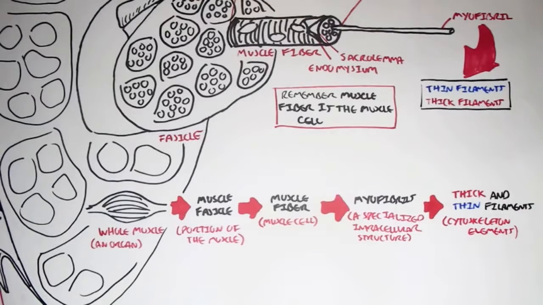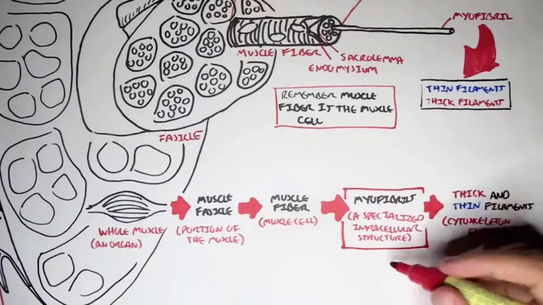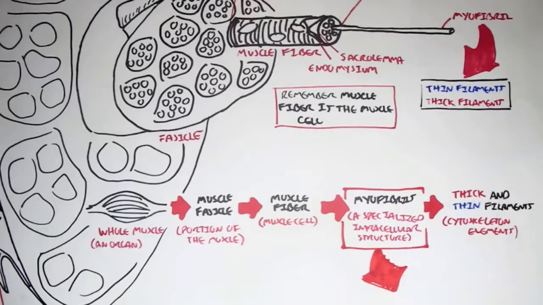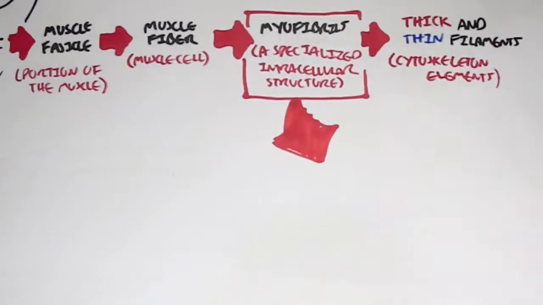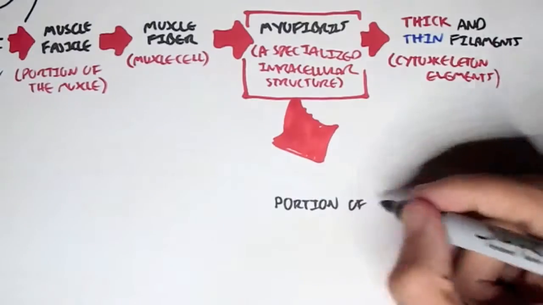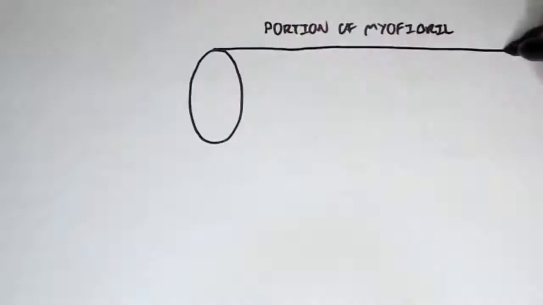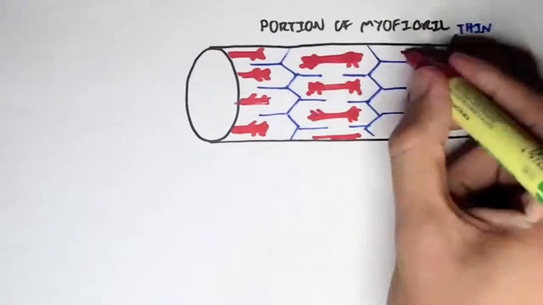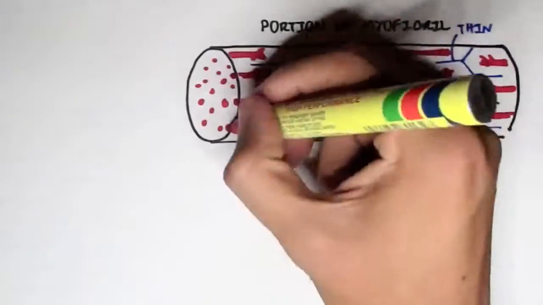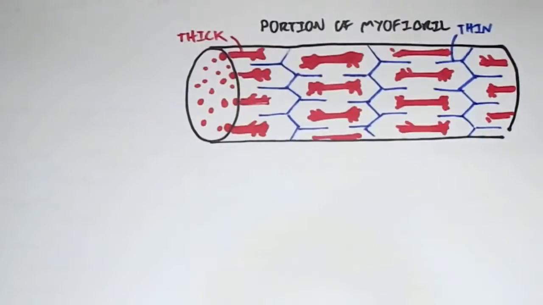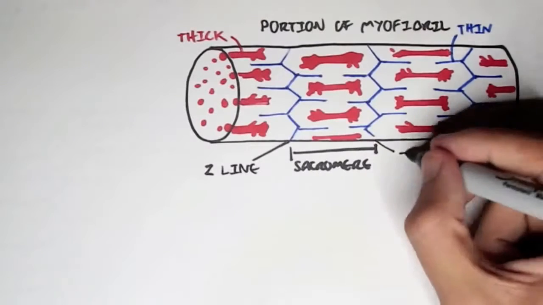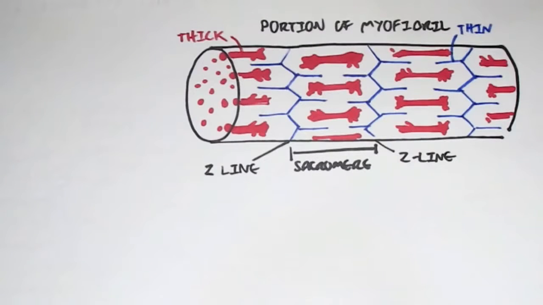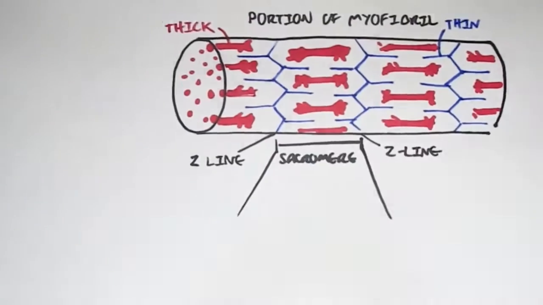So we will concentrate on the myofibrils, the specialized intracellular structures of the muscle fiber, and we'll specifically look at a portion of the myofibril. The portion of the myofibril contains the thin filament, here in blue, and the thick filament, here in red. An important terminology to know is the sarcomere. A sarcomere runs from one Z-line to another Z-line, so from basically one thin filament Z-line to another thin filament Z-line.